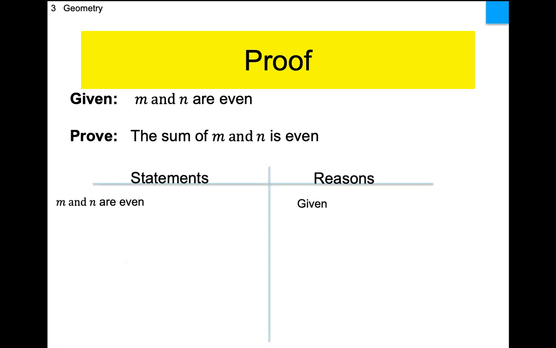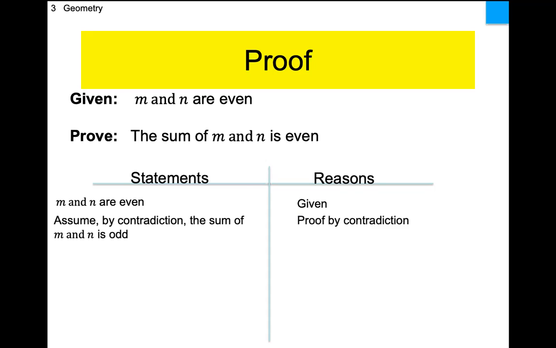The second step of an indirect proof is where it changes. We're going to make a temporary assumption that negates or changes the proof part. So instead of proving that the sum of m and n is even, I'm going to temporarily assume that the sum of m and n is odd. The reason for this is we cite proof by contradiction.